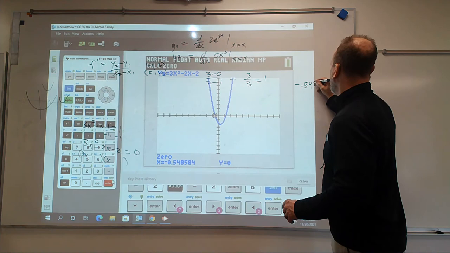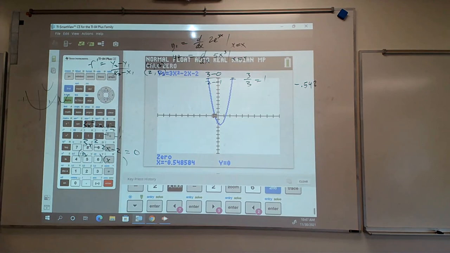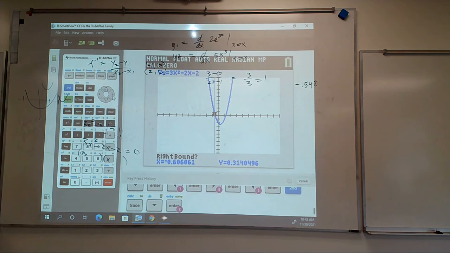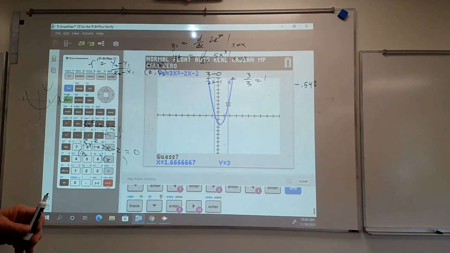Second one, again, calculate zeros. Second, calculate, zero, enter. Okay, left bound, right there, right bound. Oh, I kind of screwed it up a little bit. Let's see if it still gives it to us. I should have been a little bit left of the 0, but I think when I enter my guess, it'll still give me the right answer.